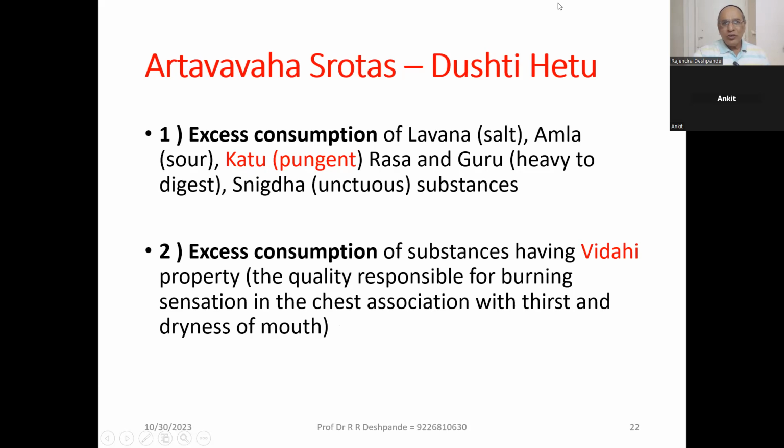Now, Artavvahasrotas Dushti Hetu, excessive consumption. If the lady, female, consumes a lot of salty substances, kurkure, murmure, wafers, popcorn, all these are salty. Even putting salt after cooking, while eating, some people have the habit of adding excessive extra salt. In the cooking it is okay, but extra salt they take, that is not correct. Amla, sour, that is all the mango pickles and all these pickles. Katu, very, very spicy. Rasa and guru, heavy to digest food. Snigdha, fatty foods. So this will damage your reproductive system.